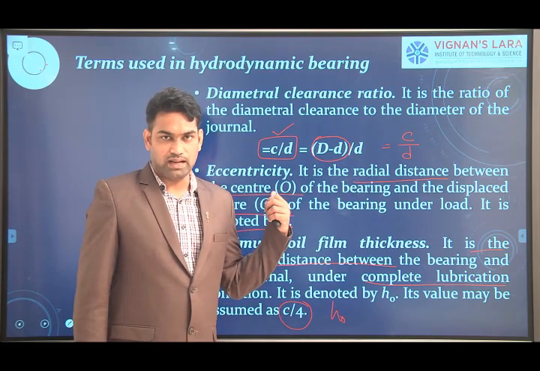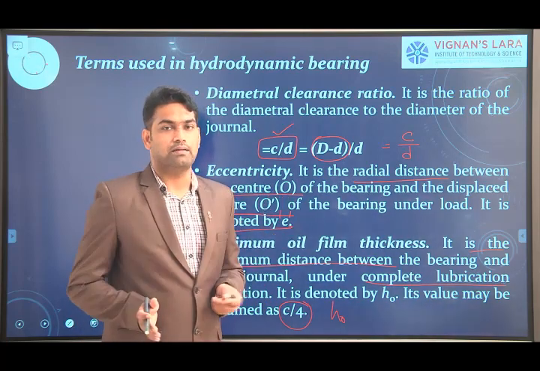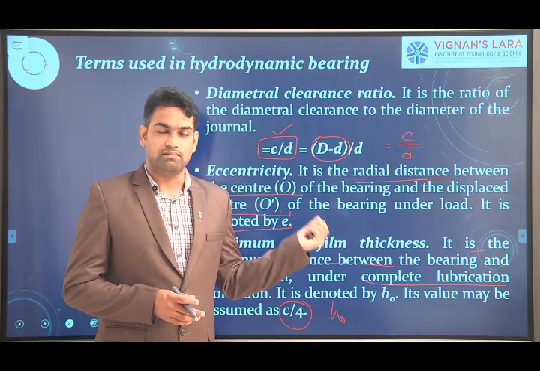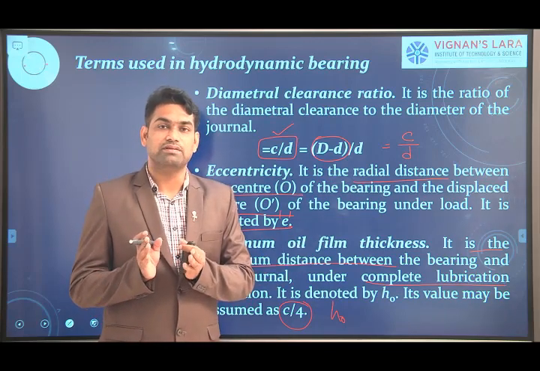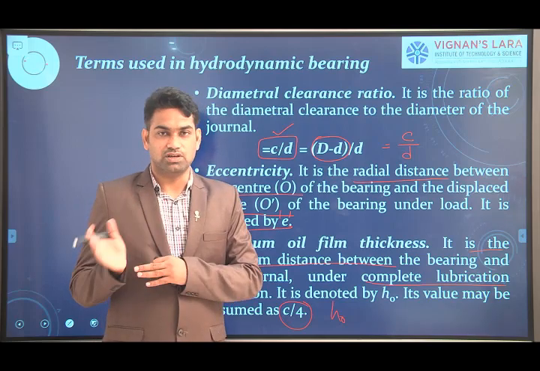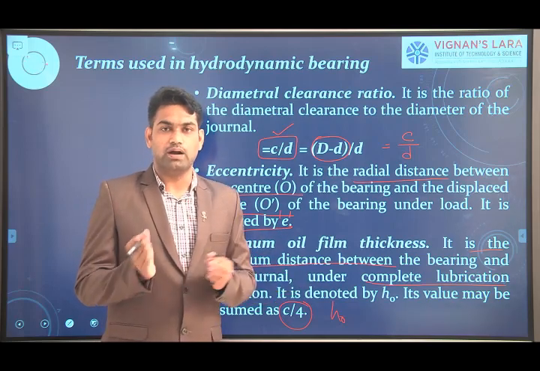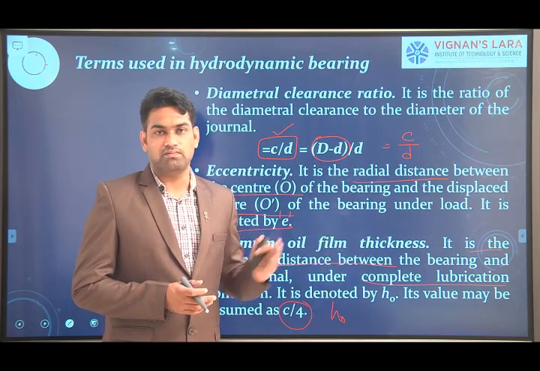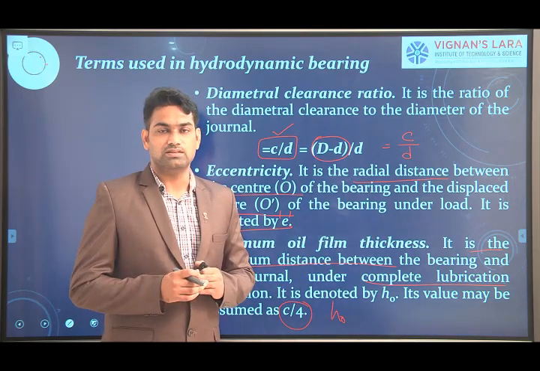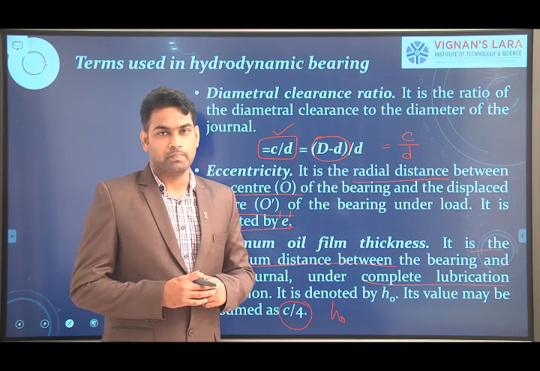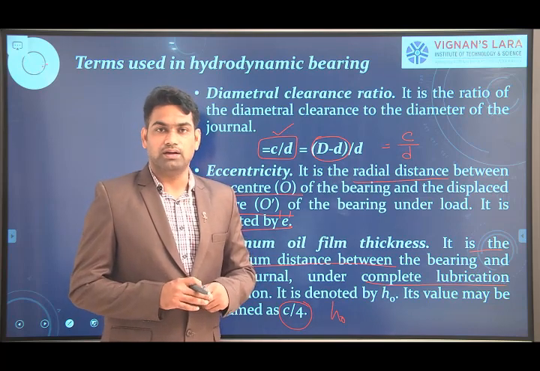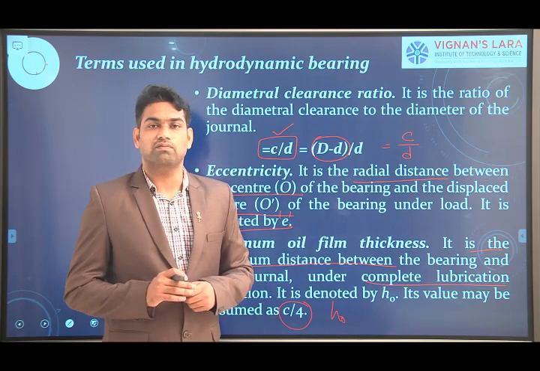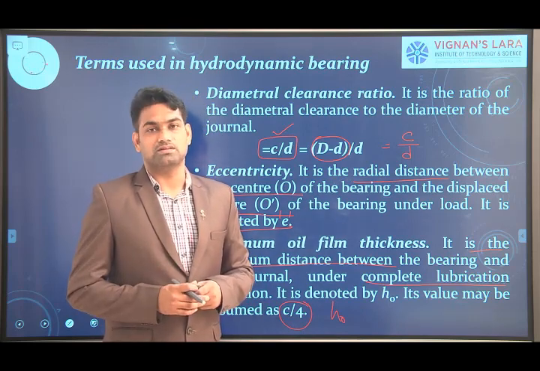C is known, the diametral clearance, the difference of diameters, capital D minus small d. So C by D is the diametral clearance ratio. Another one is eccentricity, the radial distance between the displaced centers of journal and bearing, O and O dash. And another one is minimum oil film thickness, the thickness of oil film under the complete lubrication condition, denoted by H0, and calculated by C by 4, that is 1/4 of the diametral clearance.